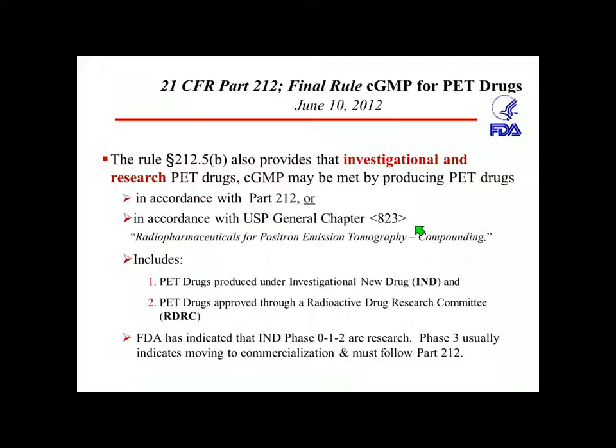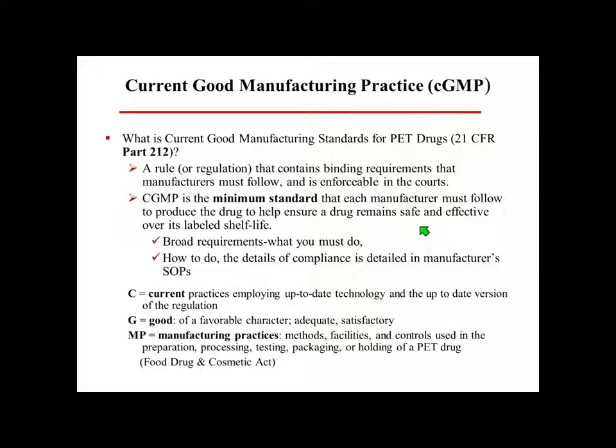And it says that, again, we can either follow Part 212, which is harder than USP Chapter 823. So certainly always my recommendation to anyone who's making investigational drugs is to work under USP 823. It's just less paperwork. It also requires that you validate your product, but your instruments themselves, like GCs and HPLCs, don't have to be fully validated. And that's a huge piece, maybe a 150-page document to get an HPLC qualified.